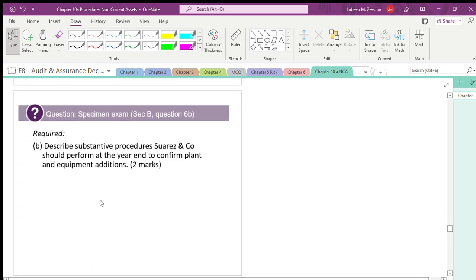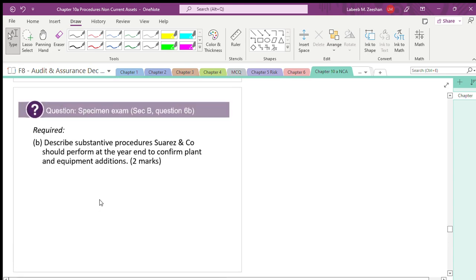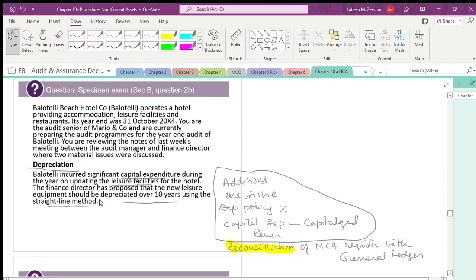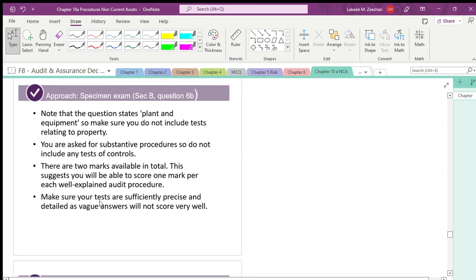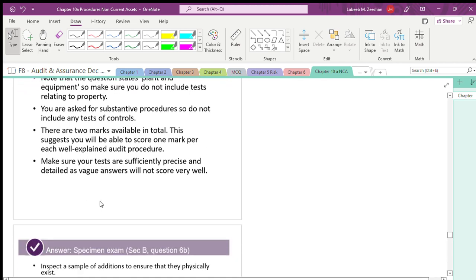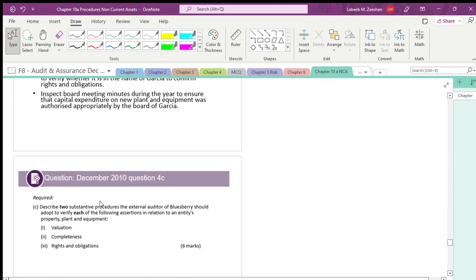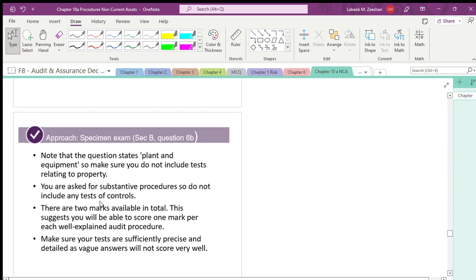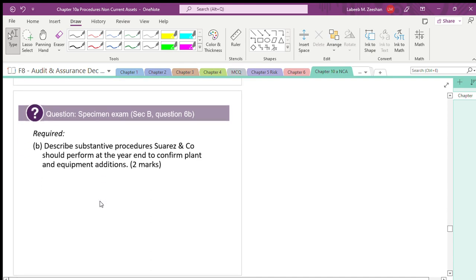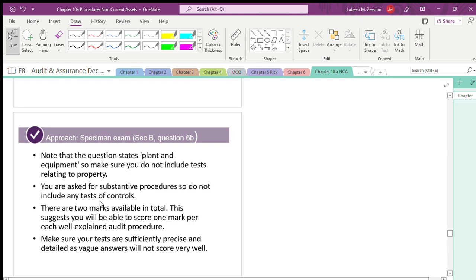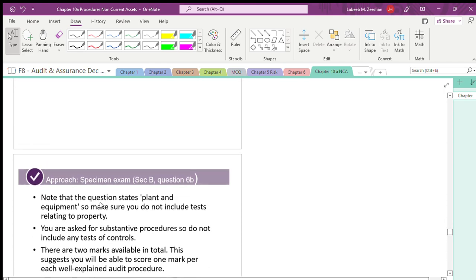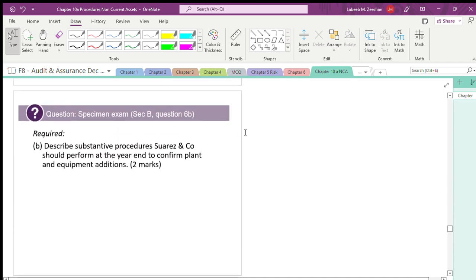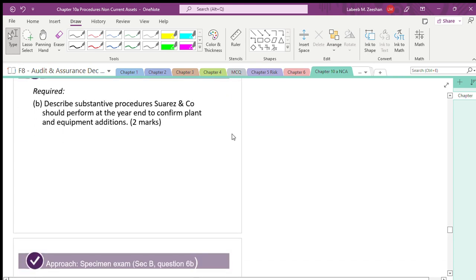Fine. Now, describe the substantive procedures of storage and perform year-end to confirm plant and equipment additions. Again, see, they have taken it for, where is the scenario for this? We'll wait. I'm not getting the things here. Describe substantive procedures of storage that should be performed at the year end.